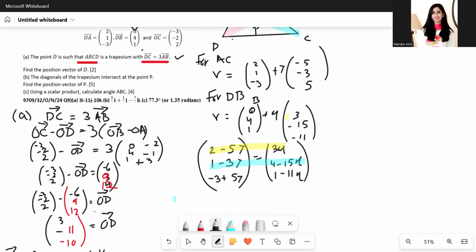So 2 minus 5 lambda is equal to 3 mu, and 1 minus 3 lambda is equal to 4 minus 15 mu. Rearrange and you would get minus 3 lambda equals 3 minus 15 mu. Okay, you're going to solve these two simultaneously. This one, equation 1, and this one, equation 2.